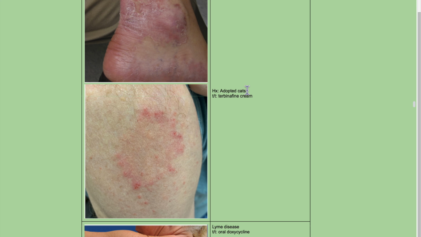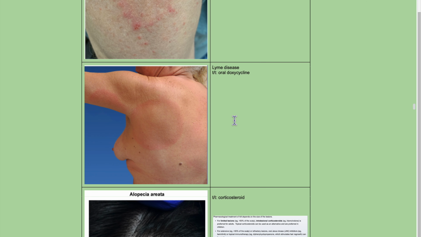Here the history was that they adopted cats, so it looked like ringworm infection, so terbinafine cream is the answer. Here it's Lyme disease. Treatment here is doxycycline.